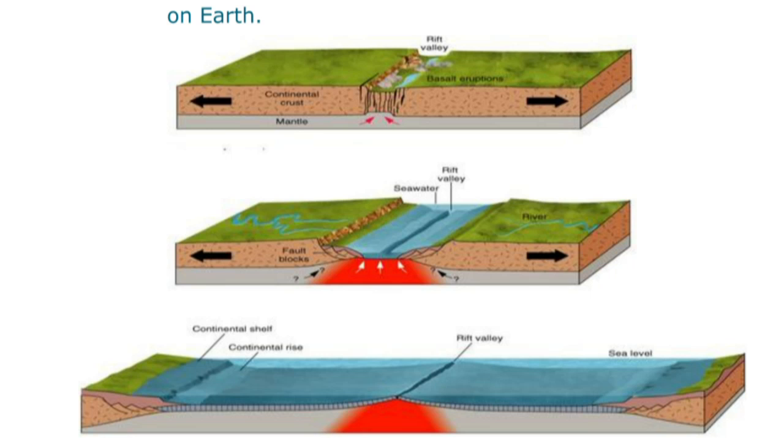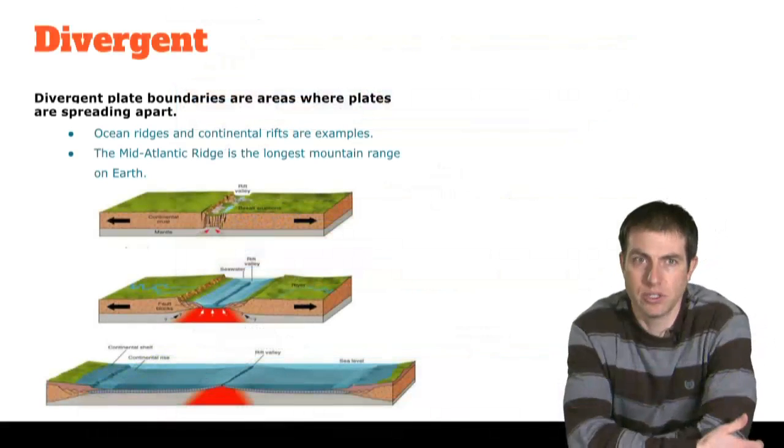It'll become an ocean, and then as time progresses, it'll get further and further apart, and you get a bigger and bigger and bigger ocean. Again, these three images would be over millions of years. We're not talking really quick or short time frames, very, very long periods of time. So that's a divergent plate boundary.